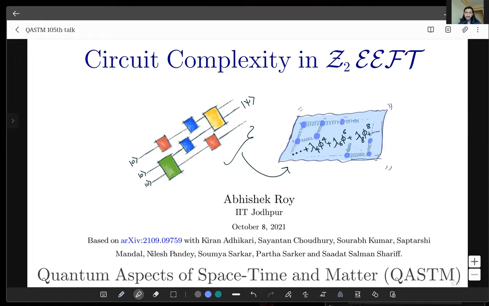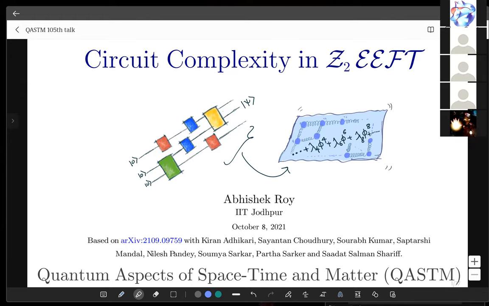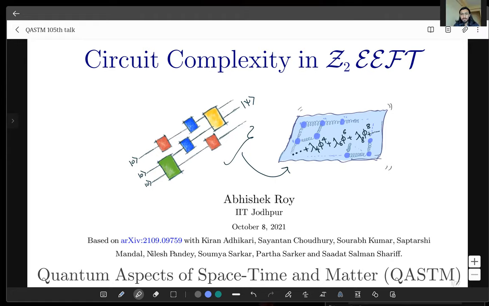This is based on the recent arXiv article that we put out with Kiran from Germany, Sanjan, sir, Saurabh from Calgary, Canada, Saptarshi from IIT Kharagpur, Nilesh from Delhi Engineering College, Shomya from NIT Karnataka, Partha from University of Bangladesh, and Sadat currently in Aizer Berhampur. I'm very privileged that I'm giving the 105th talk, like after a century, the fifth next talk.